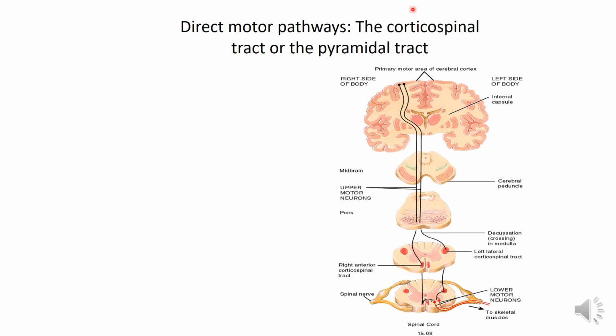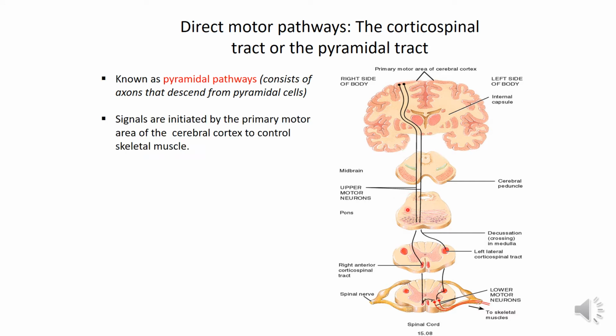Direct motor pathway, the corticospinal tract or the pyramidal tract. This tract is the major tract controlling the activity of the skeletal muscles. The fibers of this tract originate from the primary motor area. 30% of the fibers come from the primary motor area, 30% from the premotor area, area 6, and 40% from the primary somatic sensory areas of the cerebral cortex.